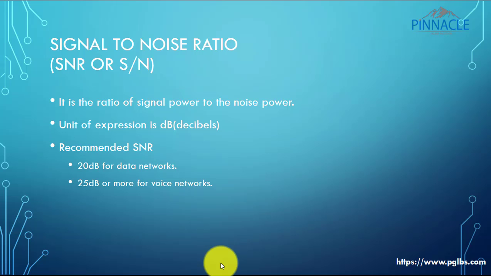So there are different types of networks. For example, for data networks your recommended SNR would be 20 decibels, and for voice networks your recommended SNR would be around 25 decibels.